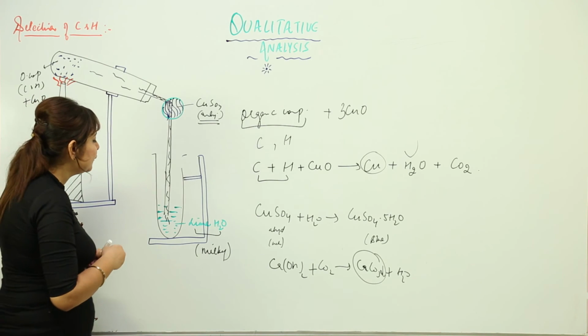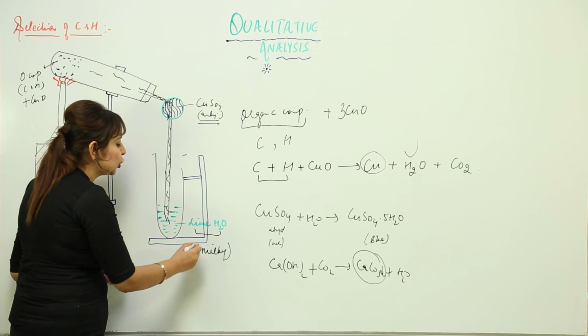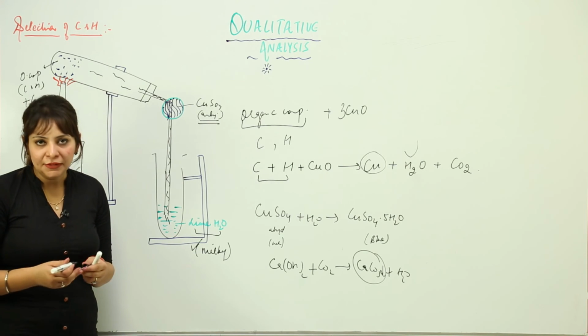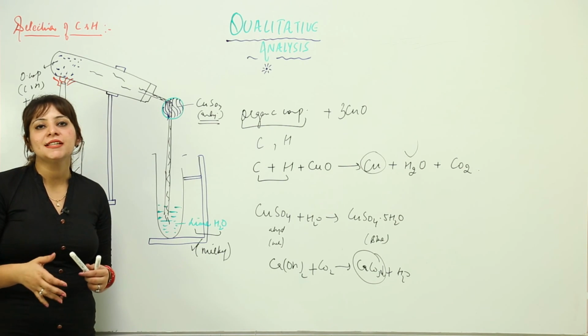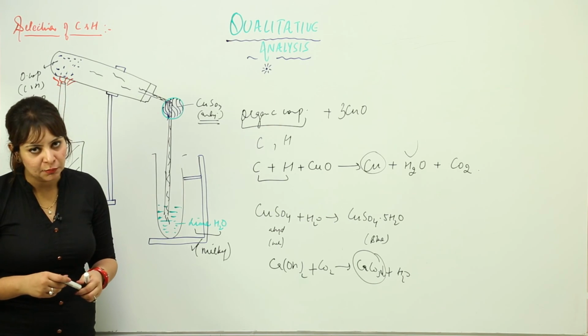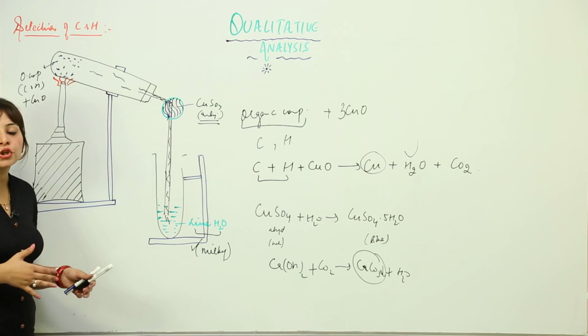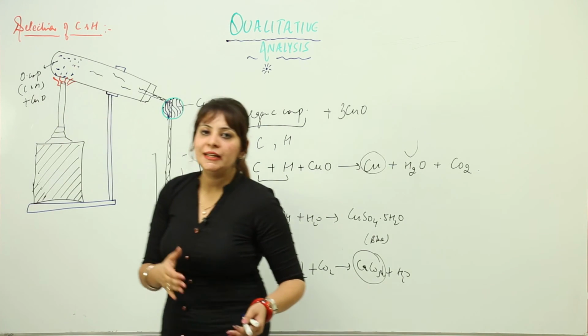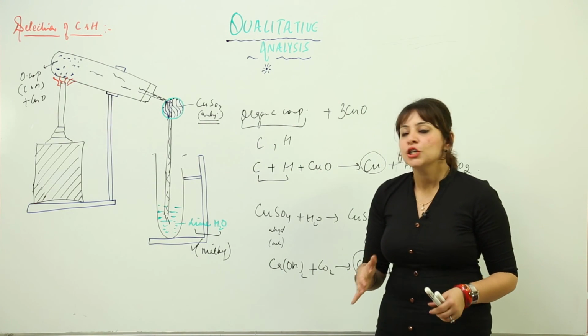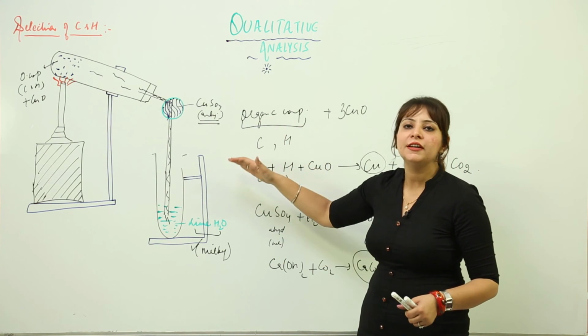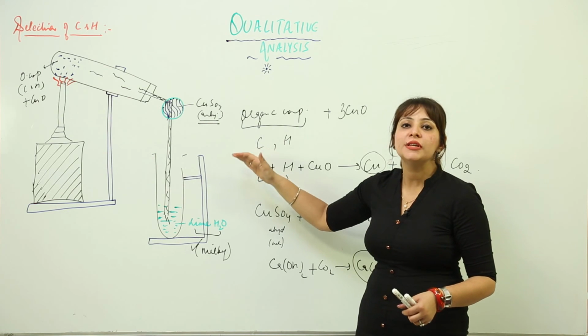So the change of lime water to milky shows the presence of carbon dioxide, and the presence of carbon dioxide purely indicates the presence of carbon. So this is how you can show that an organic compound contains carbon and hydrogen, right. So this is the test for the detection of carbon and hydrogen using copper oxide.